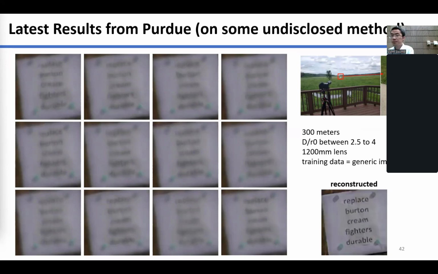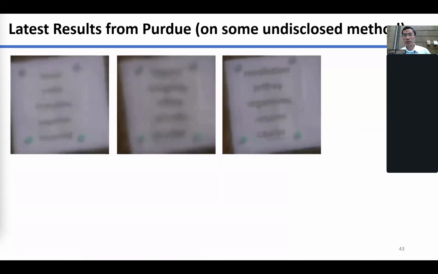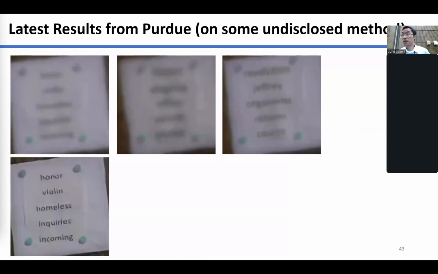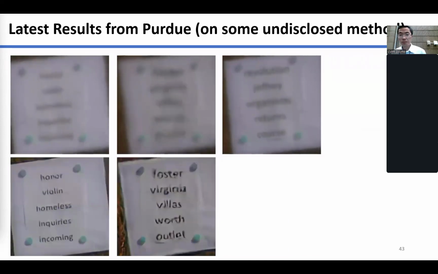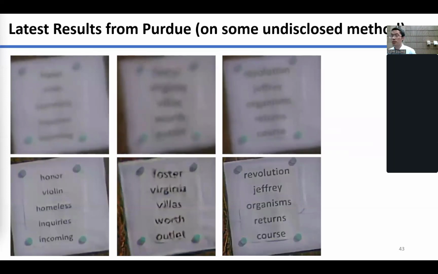This is a recovery, okay? So real image, and then this is the recovered image. These are the real video sequences, recovery 1, 2, and 3. Okay, so we're able to see something.